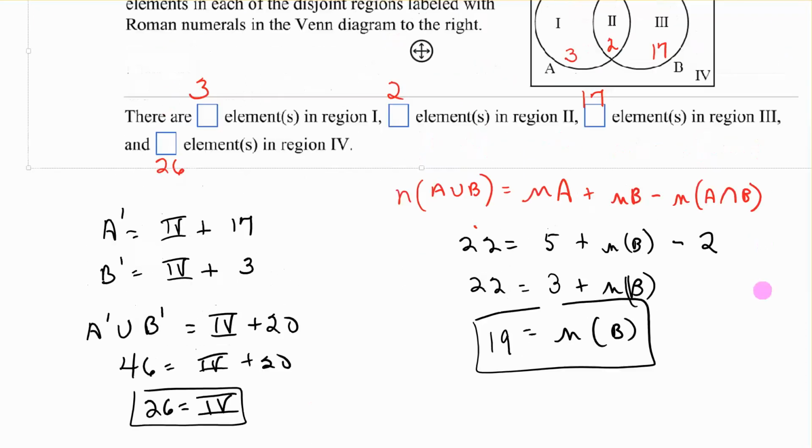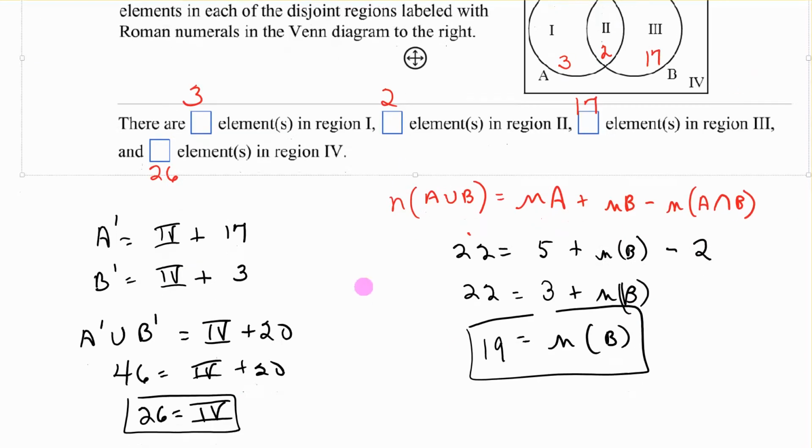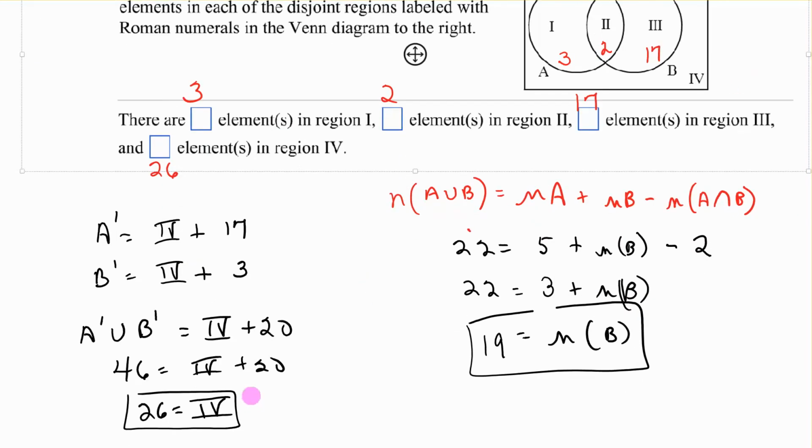So let's see what we've got here. Did I have anything else? I think not. All right, so there's 3 elements in region 1, 2 elements in 2. If this total of B is 19 and that was 2, then that must be 17 there, and we figured out 26 from right here in this equation. So I think we figured out all we needed in that. And that gets you a good experience with applications of Venn diagrams.